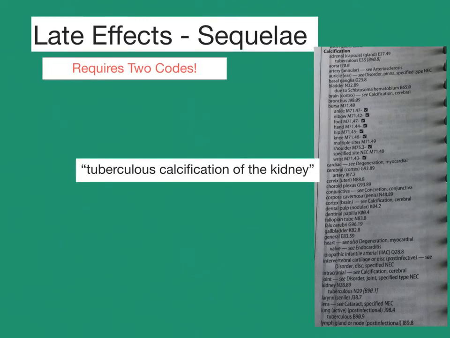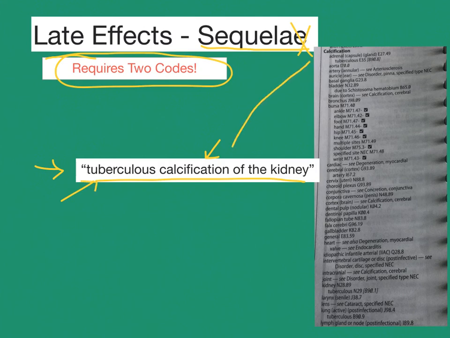Now let's discuss coding for late effects or sequelae. Sequelae is just another word for late effects. This is the plural. If you take off the E, sequela is the singular, just one late effect. But late effects always require two codes. The condition or the nature of the late effect is sequenced first, followed by the code for the cause of the late effect. So looking at this diagnosis statement, tuberculous calcification of the kidney. Here we have calcification of the kidney being caused by, it's a late effect of tuberculosis.